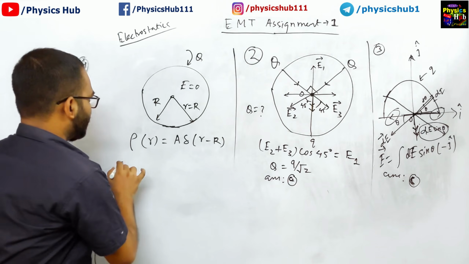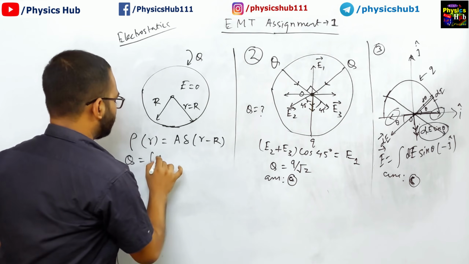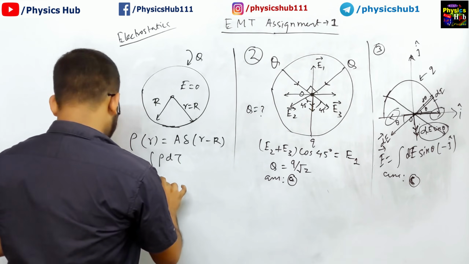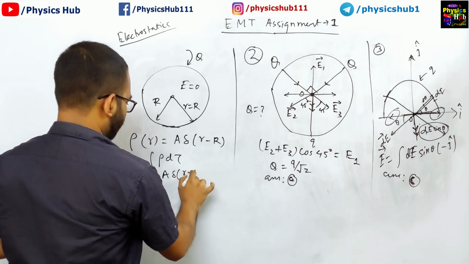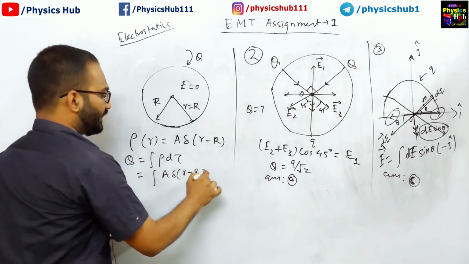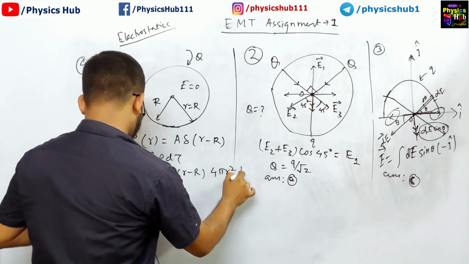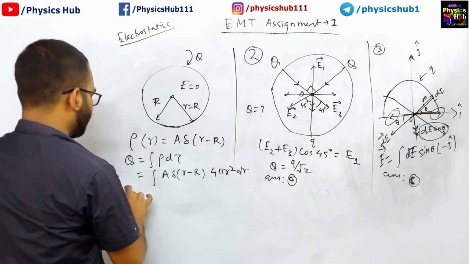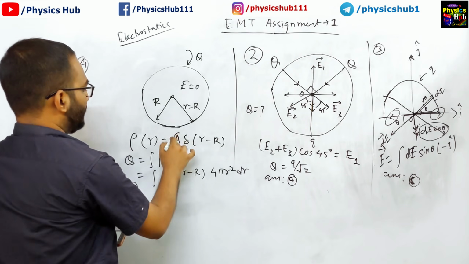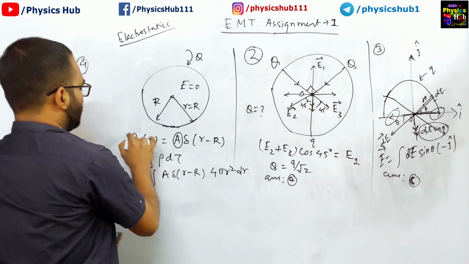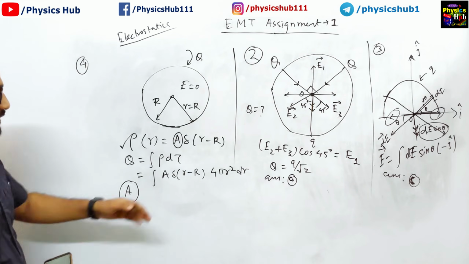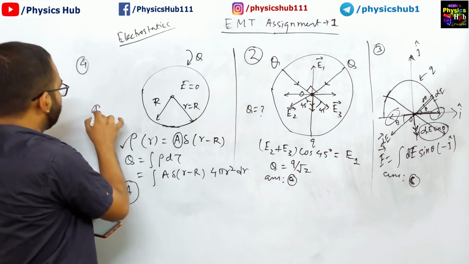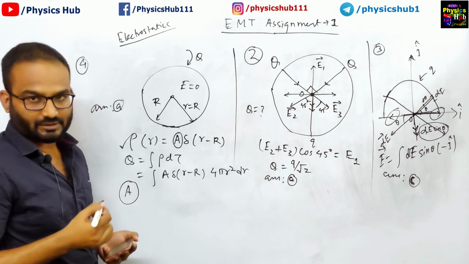Now the total charge is given to you as Q. So Q can be found out as the integral of rho d tau, right? Rho is this function, A times delta of r minus R. So it is only a function of r, and d tau we can put as 4 pi r squared dr. By solving this you can find the unknown constant A. Once you get the constant, you can put it here and you will get the volume charge density in terms of this Dirac delta function. After you do this, you will get option A to be correct. So option A is the correct option for this question.